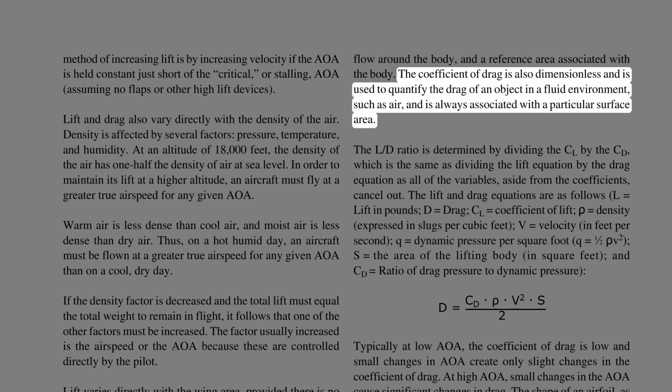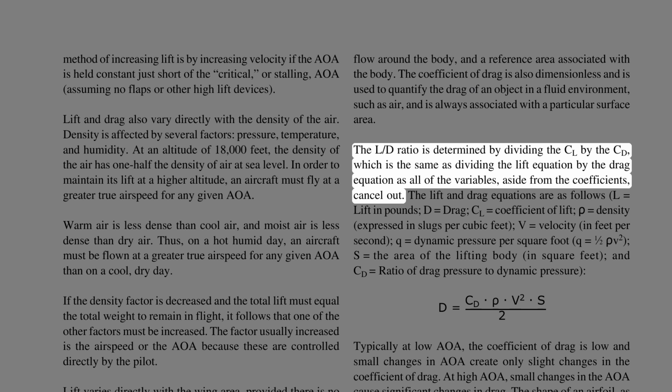The coefficient of drag is also dimensionless and is used to quantify the drag of an object in a fluid environment, such as air, and is always associated with a particular surface area. The L/D ratio is determined by dividing the CL by the CD, which is the same as dividing the lift equation by the drag equation, as all of the variables, aside from the coefficients, cancel out.